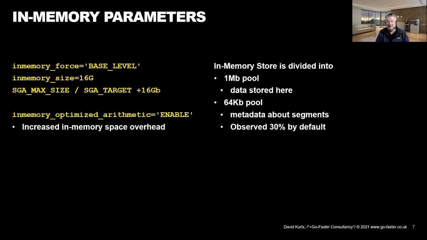The other thing is the in-memory store, that 16 gig, is divided between the 1 meg and the 64K. Some papers say 20%. We've seen 30% allocated to the 64K pool every time. I've done this in several environments at both clients. Well, that's a lot of memory to lose from your 1 meg pool where your data is actually stored. And what we observe is, in fact, that the 64K pool is very lightly used.